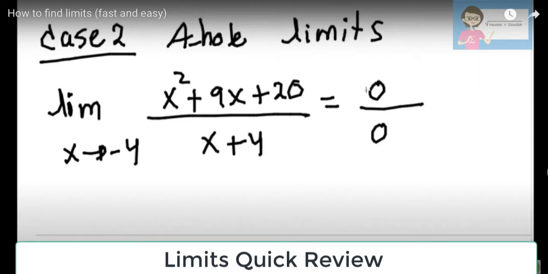All right, when I plug in the -4, I'm going to get -4 plus 4 is 0. And here I'm also going to get 0. AHole limit. Not a problem. I look at it and I say, but wait a second.